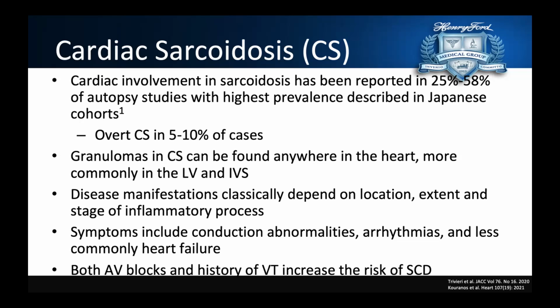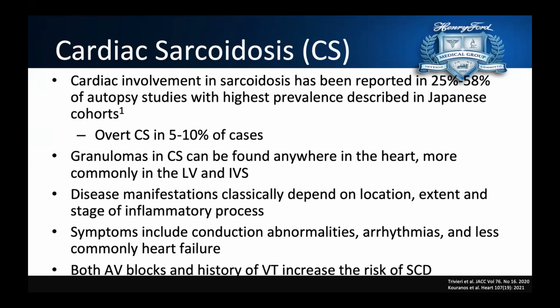Now, granulomas in cardiac sarcoid can be found anywhere in the heart, more commonly in the left ventricle interventricular septum. And disease manifestations depend on the location, extent, and the stage of the inflammatory process, with greater involvement usually resulting in more symptoms. Symptoms commonly include conduction abnormalities, arrhythmias, and less commonly heart failure. That's why patients can present with a history of palpitations, pre-syncope, syncope, right bundle branch block, AV block ranging from 1st to 3rd degree, which are usually the most common manifestations.